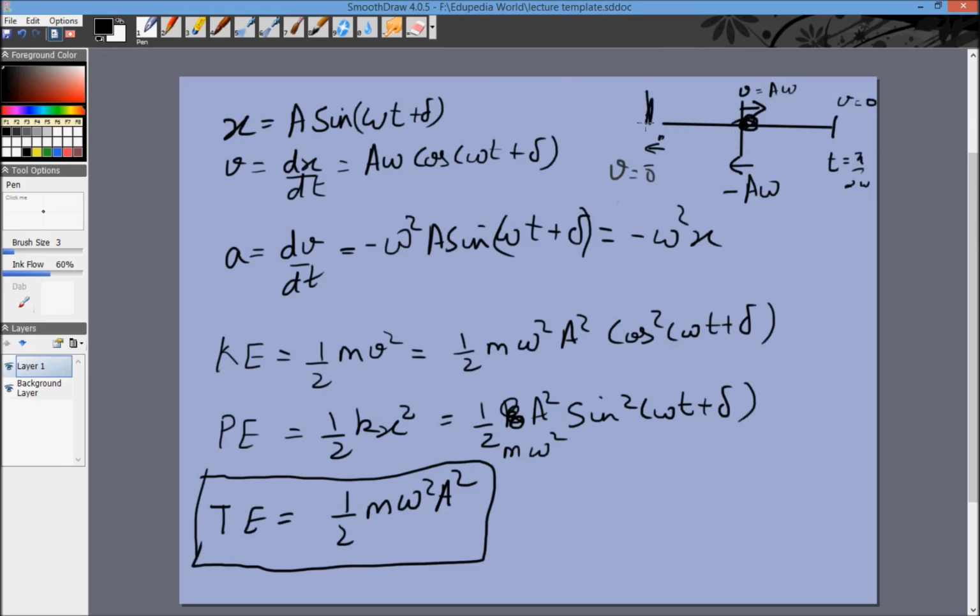When it is at the extreme points, this point or this point, then the kinetic energy is 0, because there is no speed of the object. It is at rest, instantaneous rest. But the potential energy is maximum, because there is maximum extension or compression.